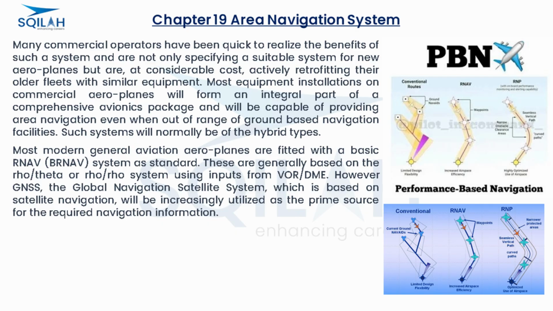Most equipment installations on commercial aeroplanes will form an integral part of a comprehensive avionics package and will be capable of providing area navigation even when out of range of ground-based navigation facilities. Such systems will normally be of the hybrid types. Most modern general aviation aeroplanes are fitted with a basic R-NAV, B-RNAV, system as standard. These are generally based on the rho/theta or rho/rho system using inputs from VOR/DME. However, GNSS, the Global Navigation Satellite System, which is based on satellite navigation, will be increasingly utilized as the prime source for the required navigation information.